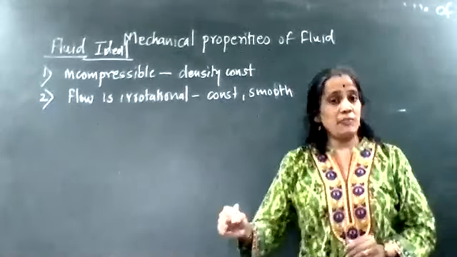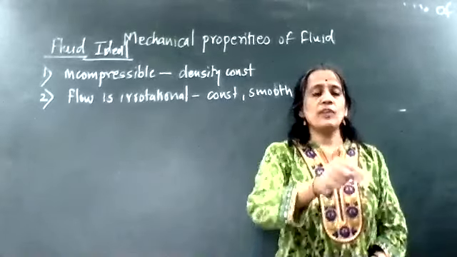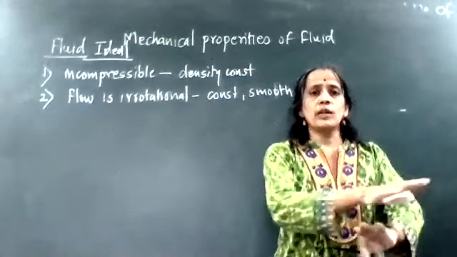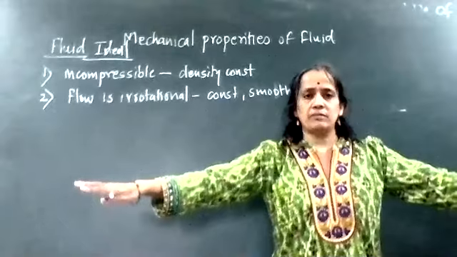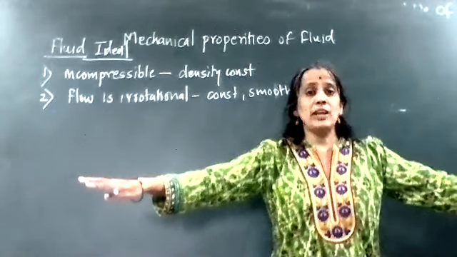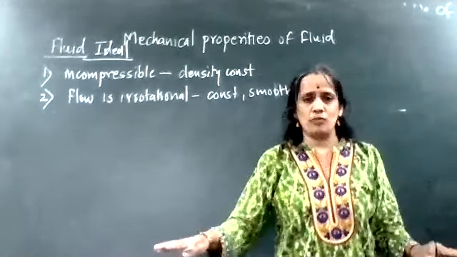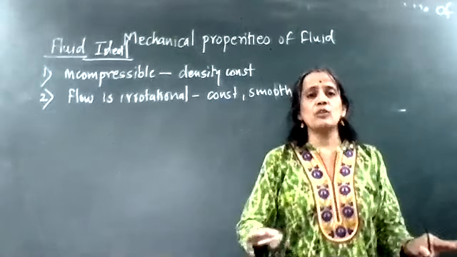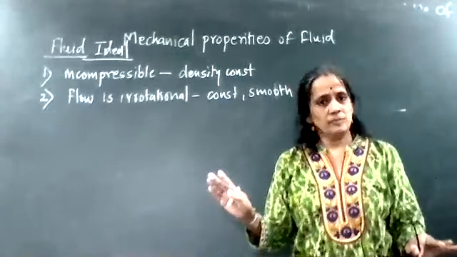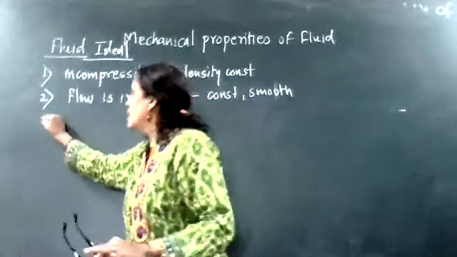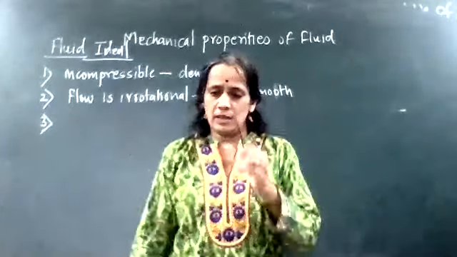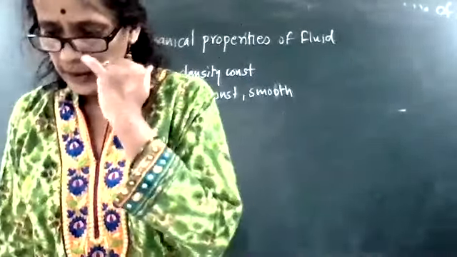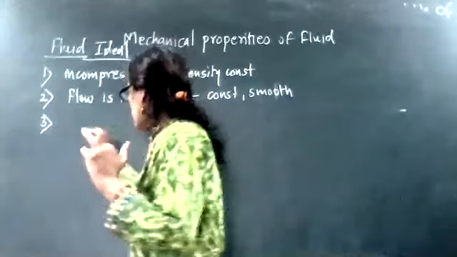Is it right? But if I consider water and pour it, water immediately gets spread out everywhere. So that flow I will not say is a smooth flow, or that flow I am not going to say is constant. Clear? Then next, its third property. Its third property is nothing but that it is non-viscous.